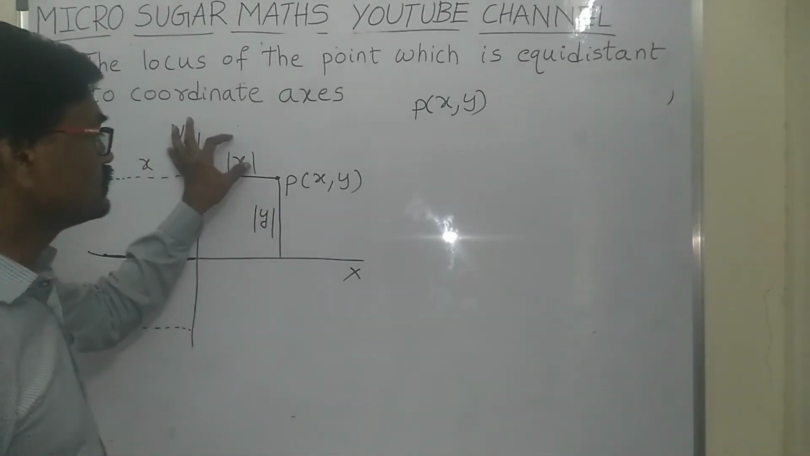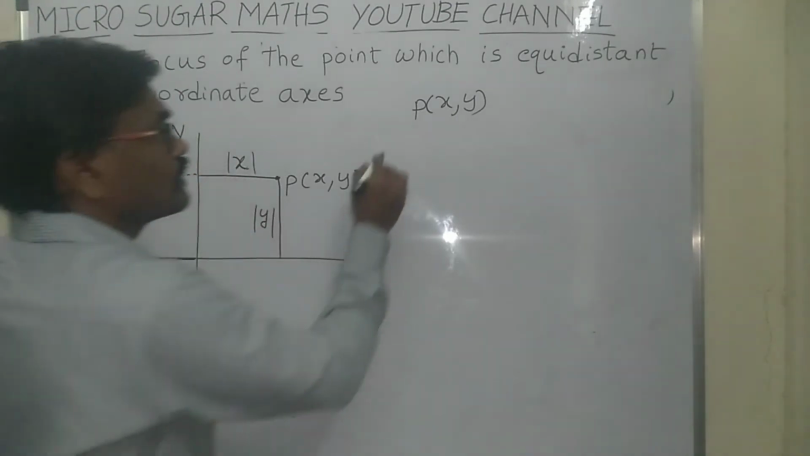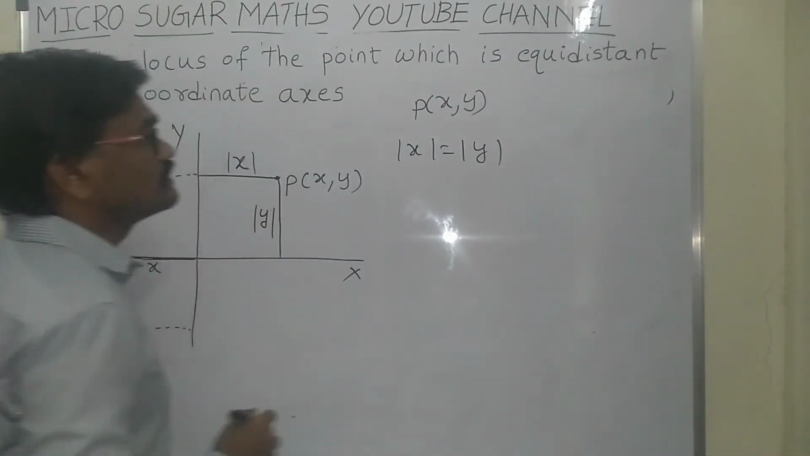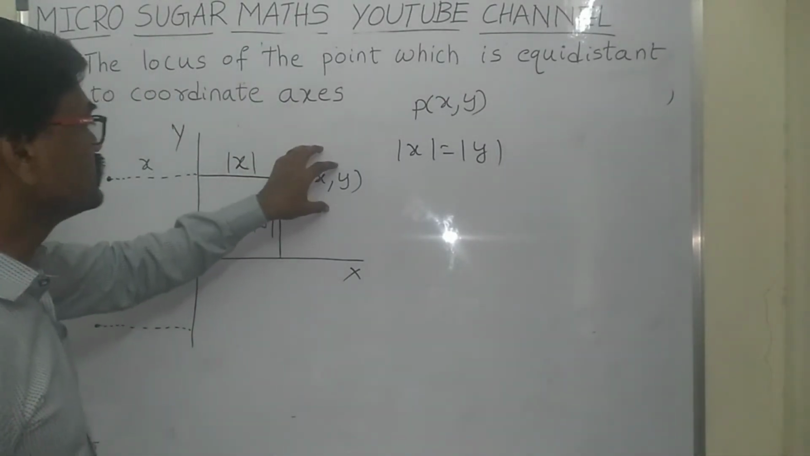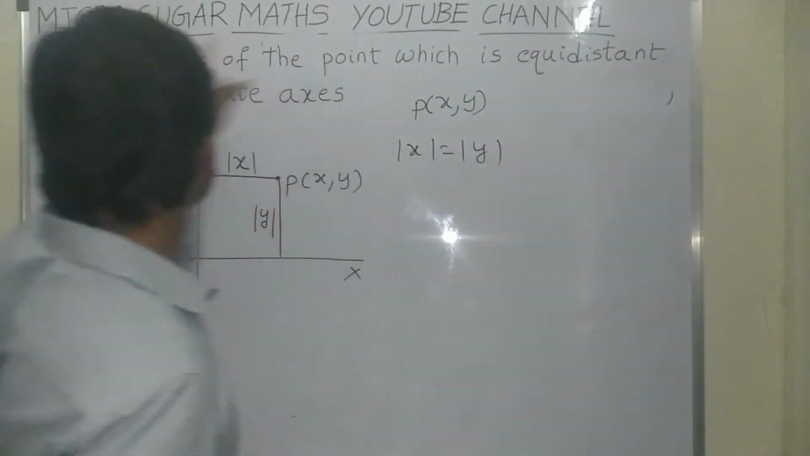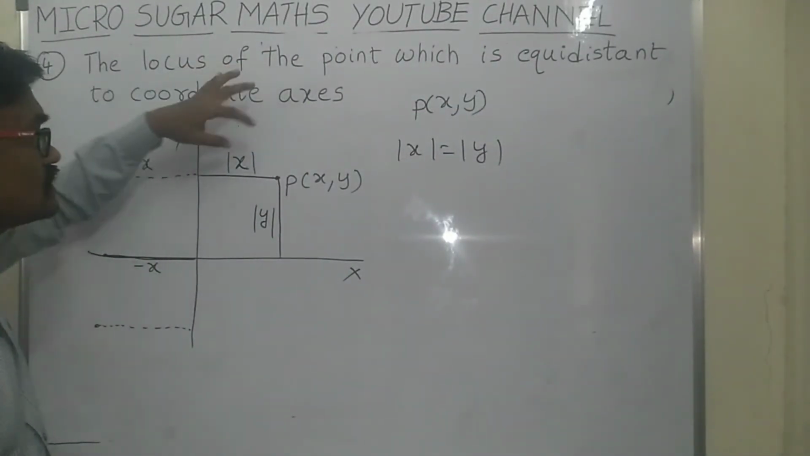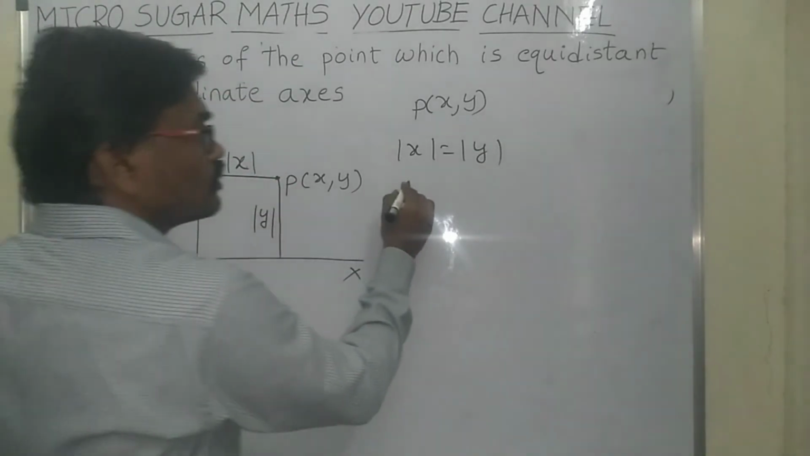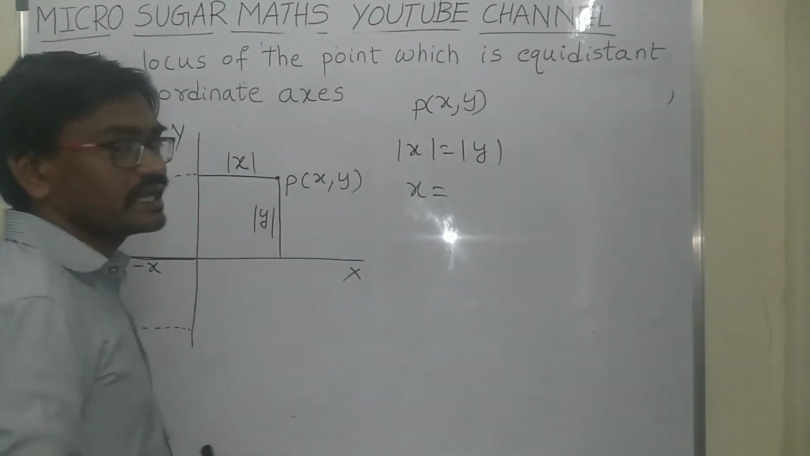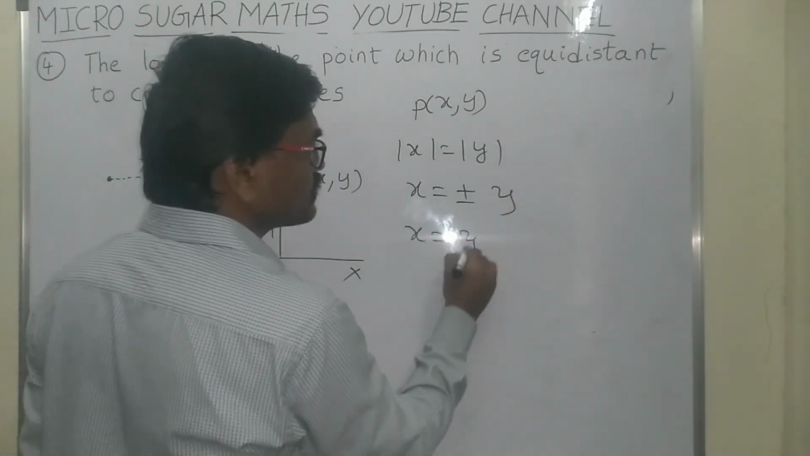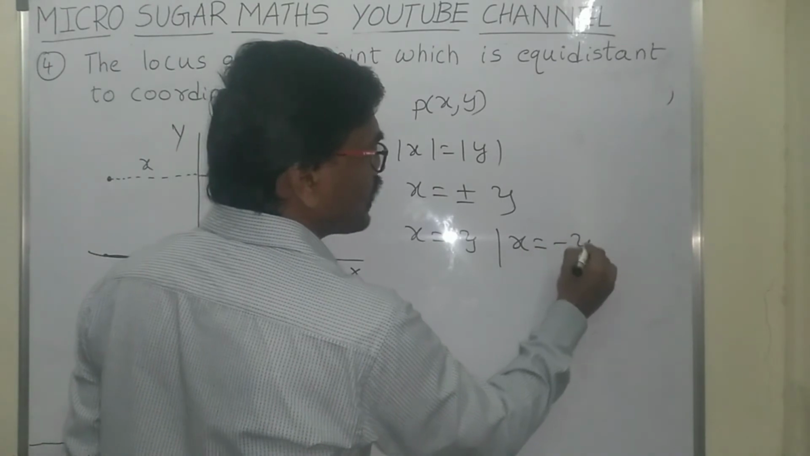It is given that these two distances are equal. Mod x is equal to mod y. It is given that this point P is equidistant to the coordinate axes, meaning abscissa and ordinate both are equal. Now remove the modulus. x is equal to plus or minus y. x is equal to plus y and x is equal to minus y.